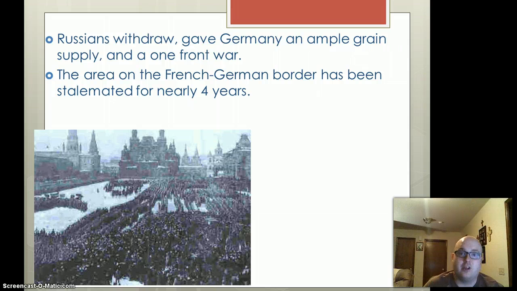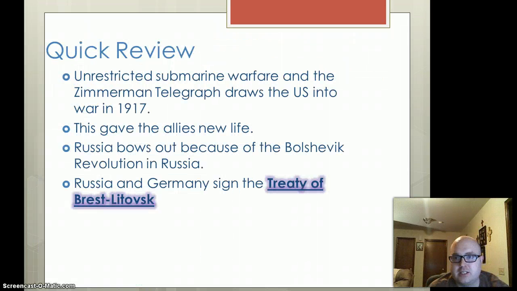Right? So the area is a stalemate. Like I said, trench warfare. 10 miles of land. Oh, Germany gets land over here. Remember the Schlieffen Plan? Germany has all this area of France. France is trying to push back and forth, back and forth, back and forth, for 4 years. Okay, quick review.